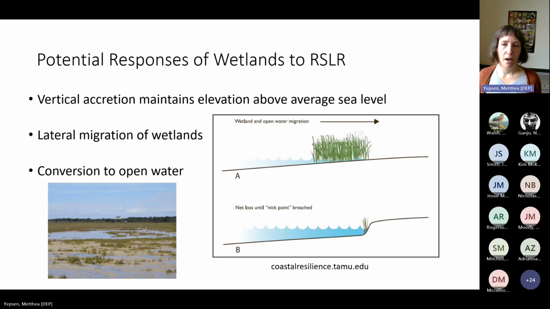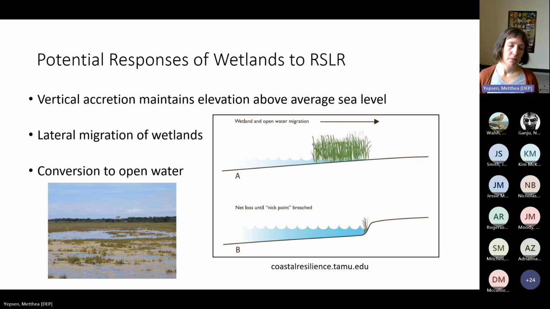Okay, so as Neil went over earlier, as sea level rises, marshes can either gain elevation through accretion of plant materials and sediment to keep pace with sea level rise. They persist where they are. They can migrate into undeveloped upland areas. They can drown if they can't keep pace with sea level rise.